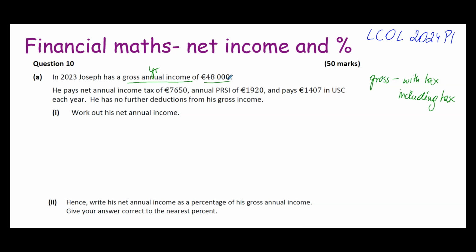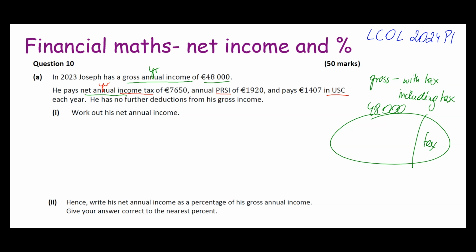So when you are looking at 48,000, that means that inside that 48,000, some part of it will be tax. And tax is something that the government takes. He pays net annual income tax of 7,650, annual PRSI and USC. Okay, so again, let's consider the types of taxes: income tax, PRSI, and USC. And again, they are giving us an annual value, meaning a yearly value.